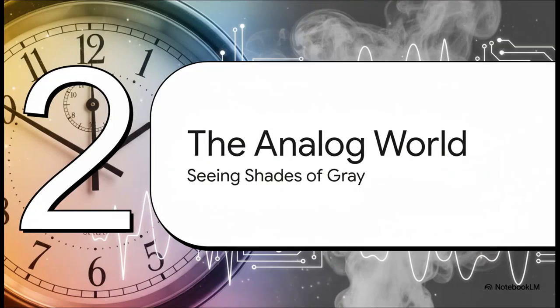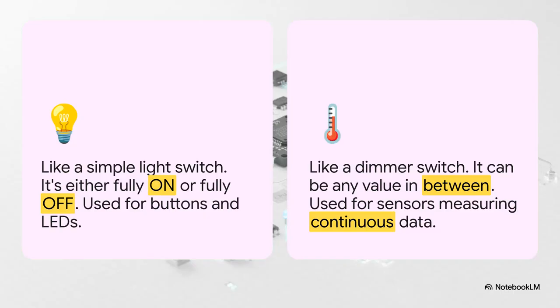But let's be real, the world isn't just on or off. It's full of gradients, nuances, and everything in between. To understand that, we need to step into the analog world. Think of it this way. A digital signal is like your standard light switch. It's either all the way on or all the way off. But an analog signal, that's like a dimmer switch. It can be at any level in between.